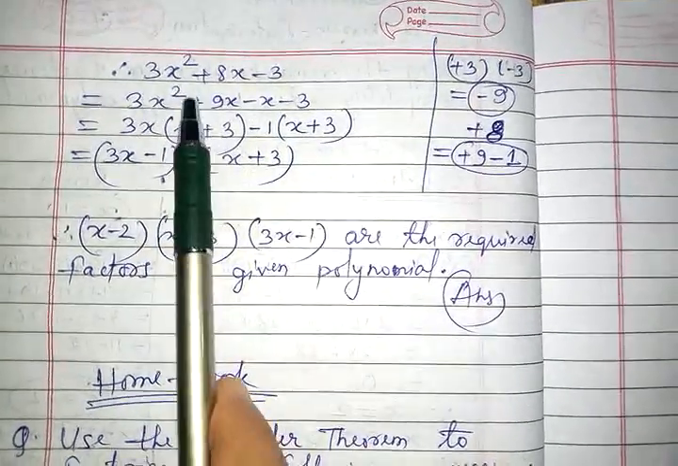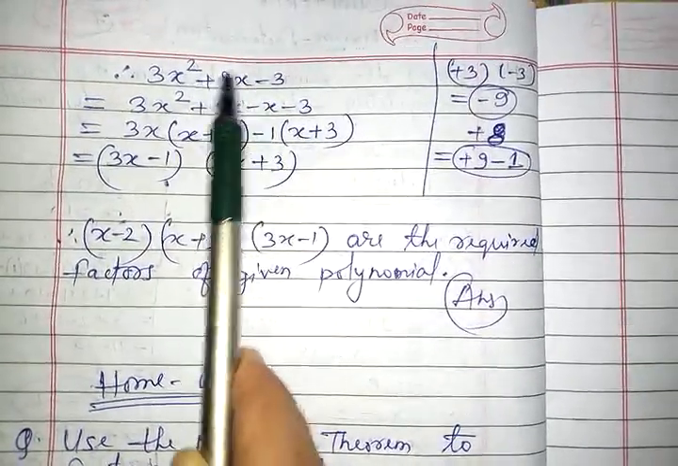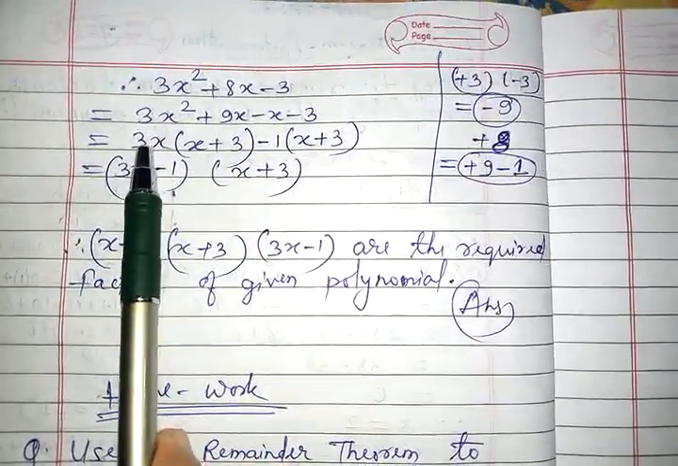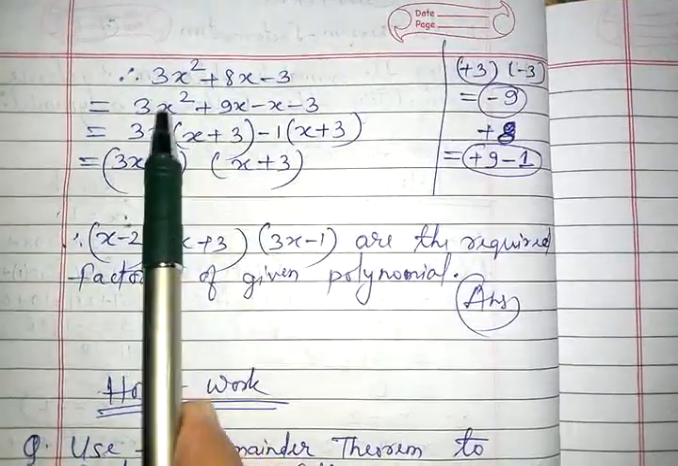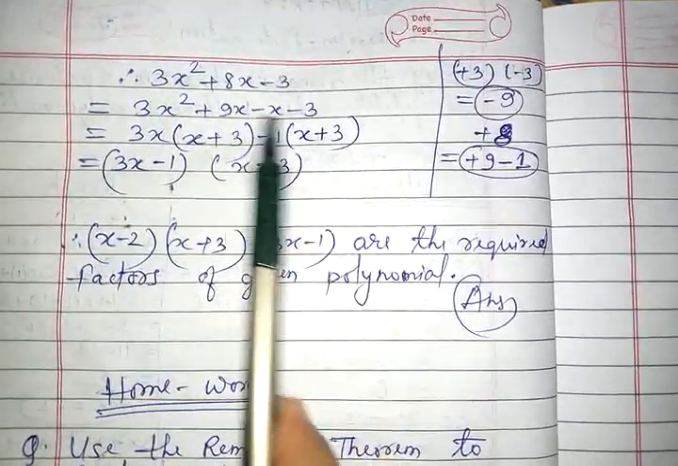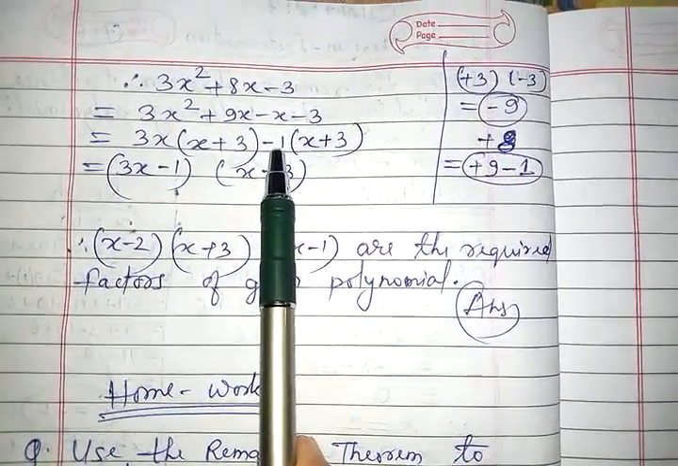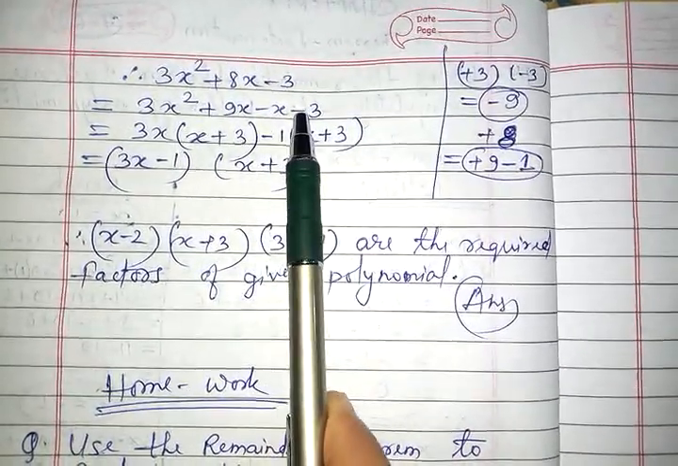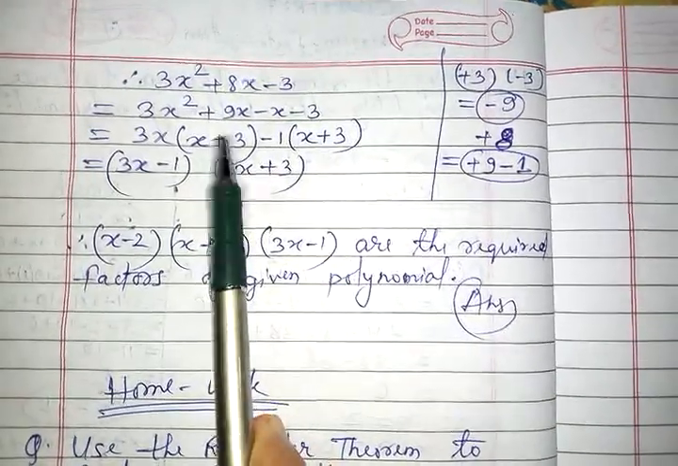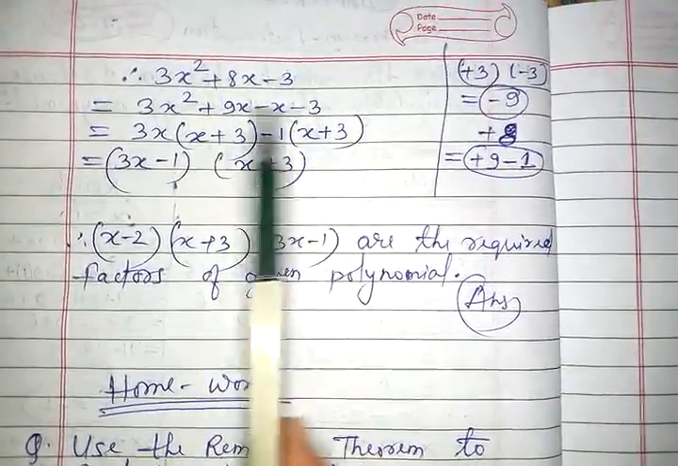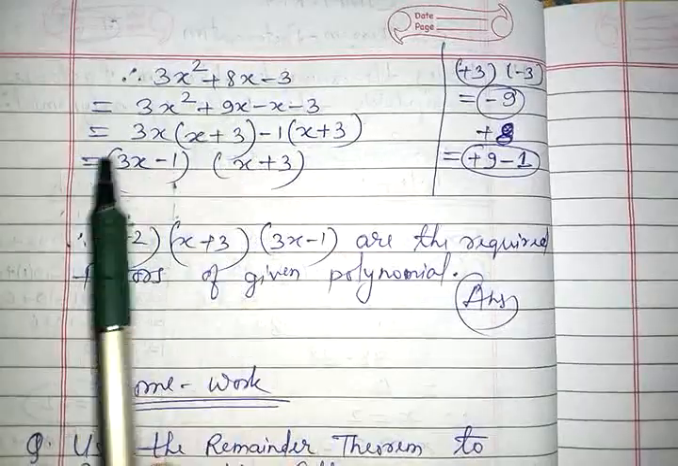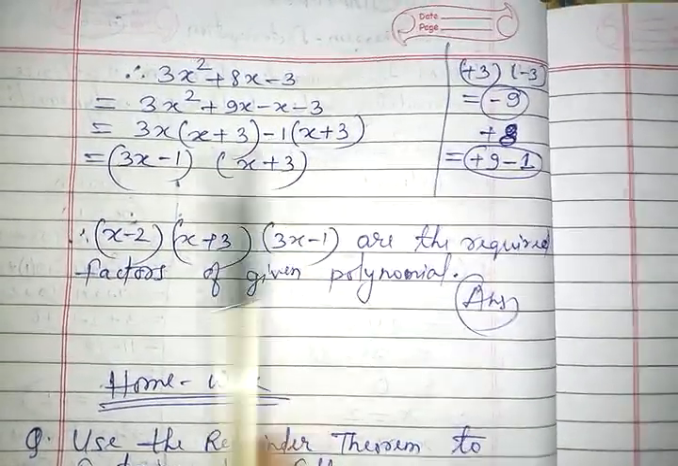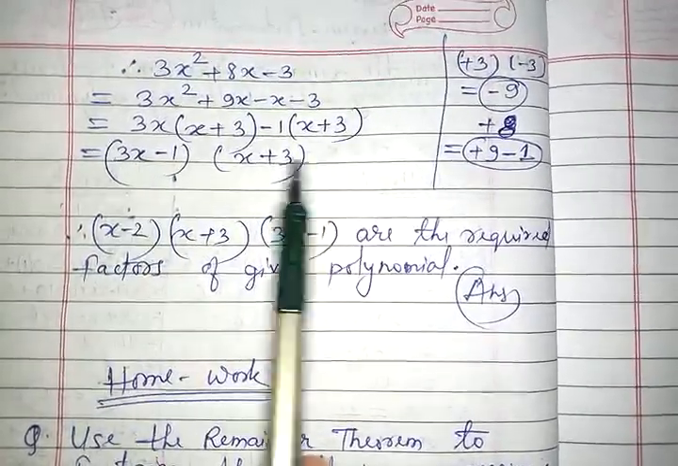First and last are the same. The middle term we have to split. The same 8x I have split this way. Now we take common from these two. 3x is common, and x plus 3 comes inside from this, and from this, minus 1 is common. Nothing is common means minus 1 is common, so x plus 3 comes, because when there is minus, this minus into minus is plus. So when we get the same number in the bracket, think you are correct, and the outside numbers you write in one bracket, and the bracket number you put in one place. So these two are the other factors.